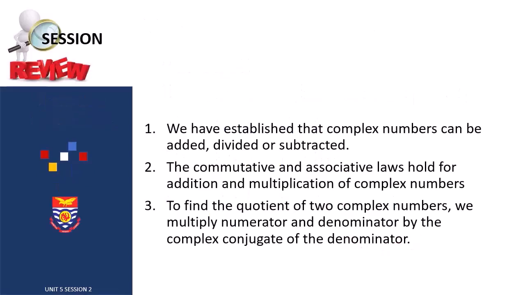Good. So in this session, we have established that complex numbers can be added, multiplied, divided, or subtracted. The commutativity and associativity laws hold for both addition and multiplication of complex numbers. You also find the quotient of two complex numbers by multiplying both numerator and denominator by the conjugate pair of the denominator. So this ends this session, and we meet for the next session.